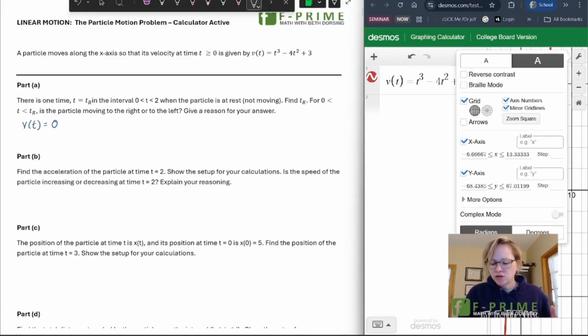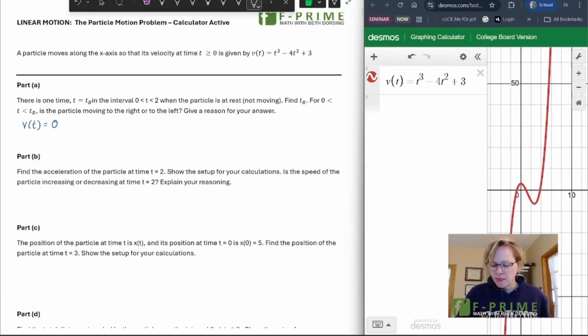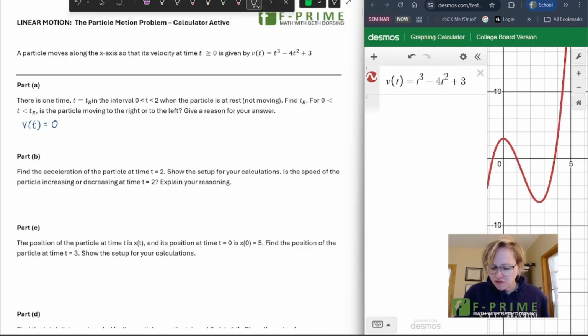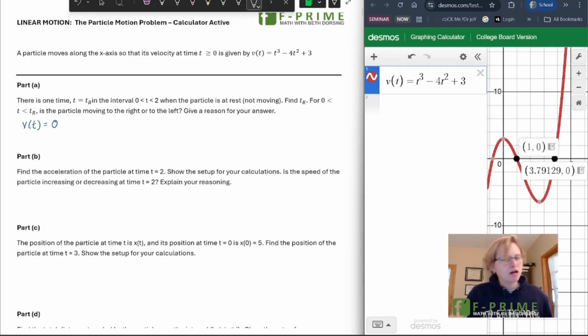You might need to go to your little wrench and adjust the viewing window if you don't have a touch screen that you can easily pinch and zoom in and out on. But if I zoom and see what's going on here, I can see that my velocity is actually 0 in 2 spots. These are my x-intercepts, and that's what I want to look at when I'm looking for where the velocity is 0. So if this is the velocity curve, the x-intercepts are what I'm going to look for.